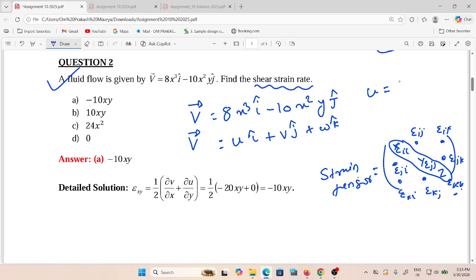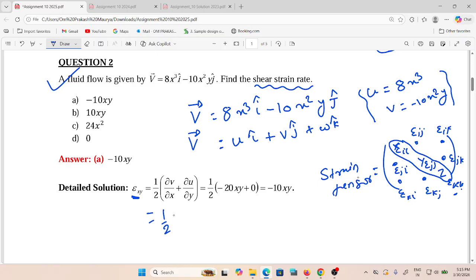Here you have only u = 8x³ and v = -10x²y. These two things you have. So when you write your equation, that is, when you solve this shear strain rate, if you have these two, you need to solve only epsilon xy. So what is the formula of this?